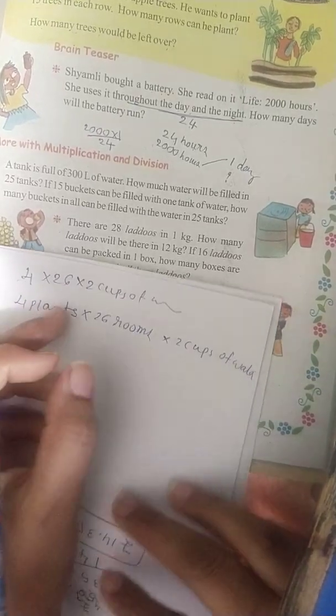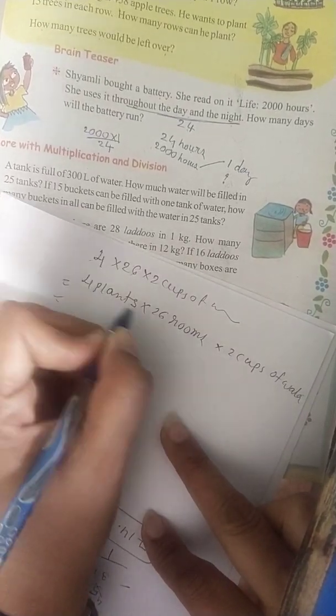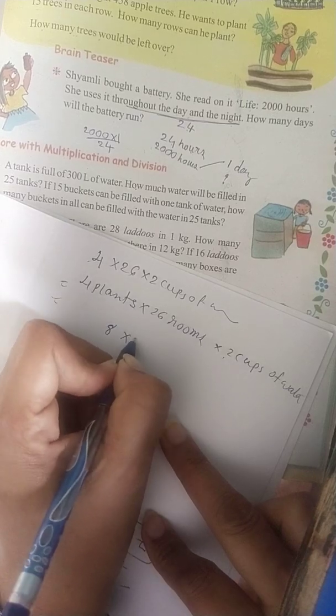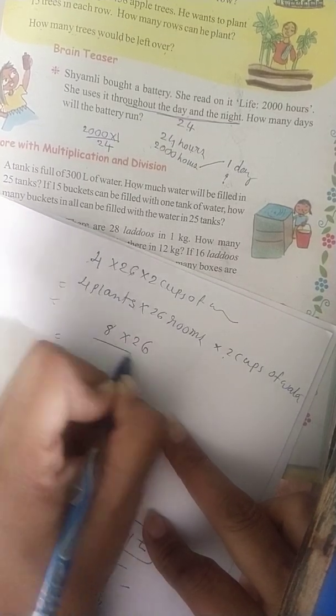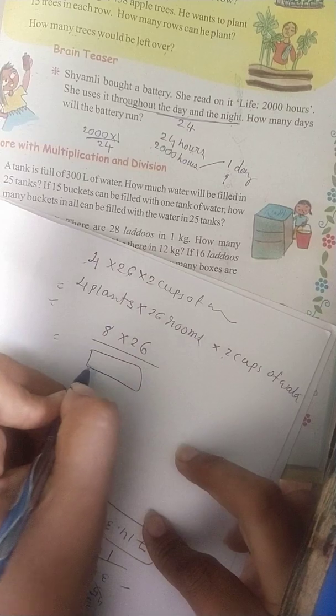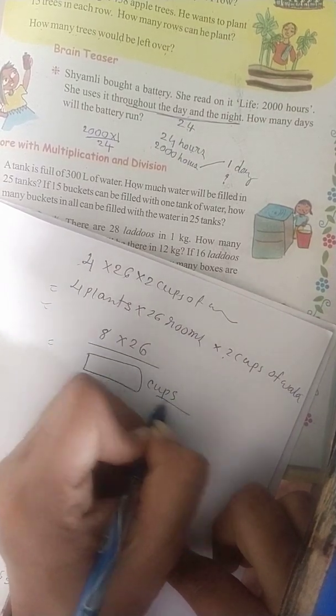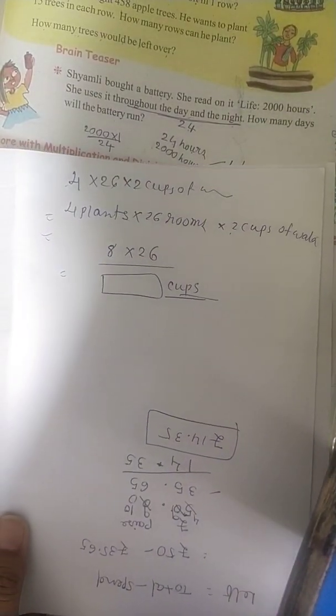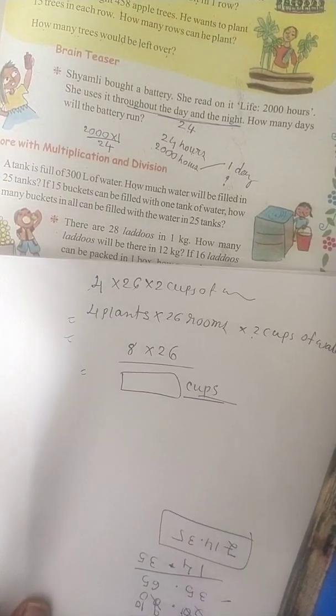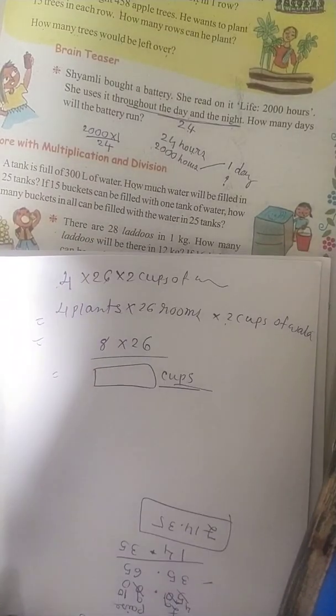So directly you can do it this way. 4 2s are 8. 8 multiplied by 26. Whatever answer you will get, this is our answer. This many cups of water we need. Okay, so it depends on you, students, which method you want to use.